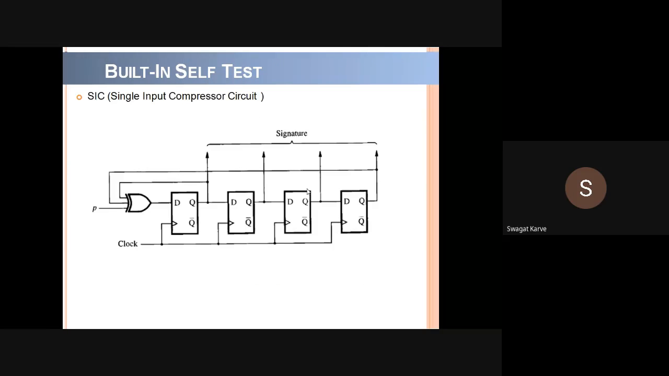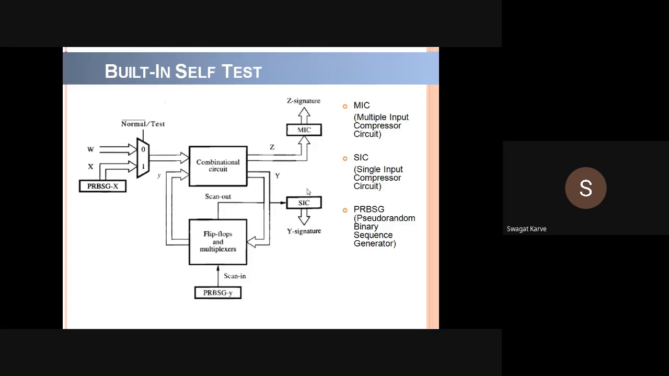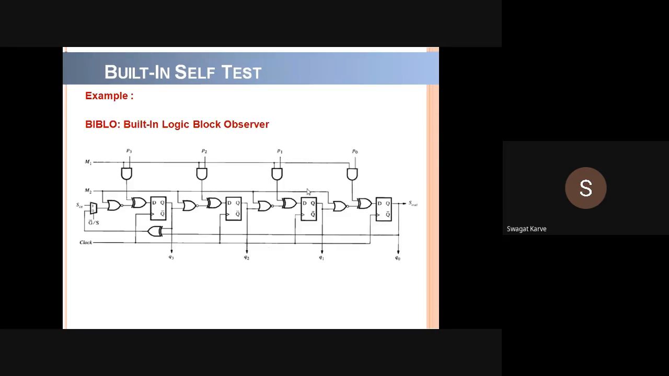the single input compressor circuit, and it is not there in your syllabus. This MIC is also not there in your syllabus. This figure shows the combination of MIC, SIC and pseudo random generators. It is not part of your syllabus. Now the next point is the built-in logic block observer. This is there in your syllabus.